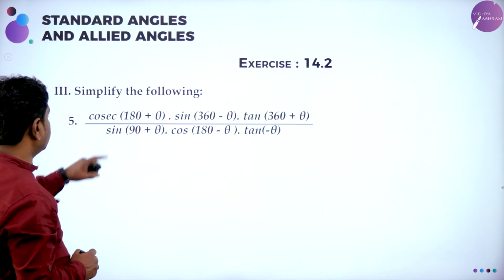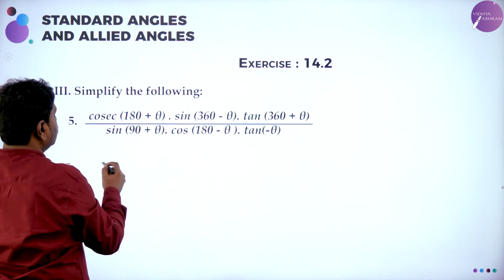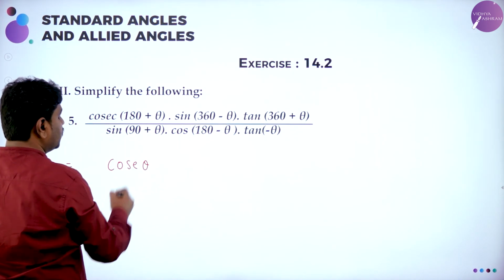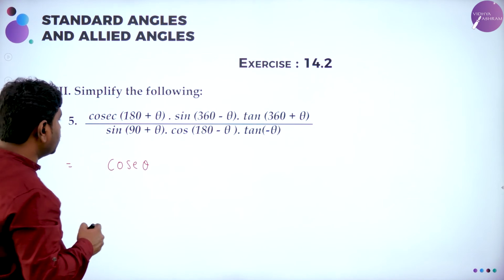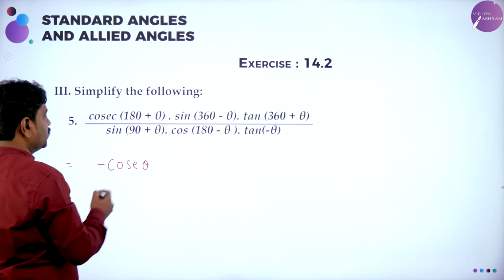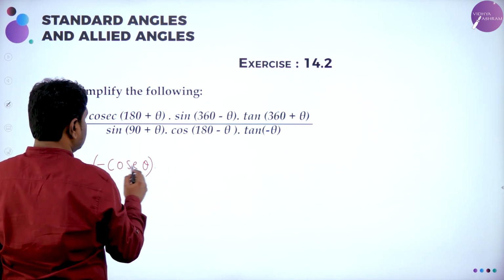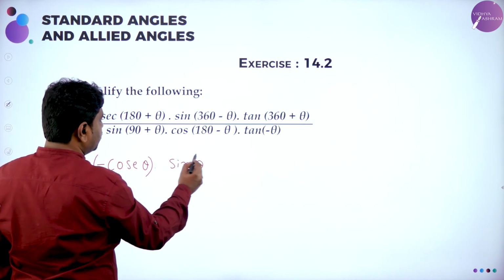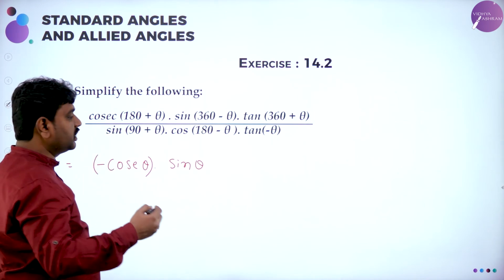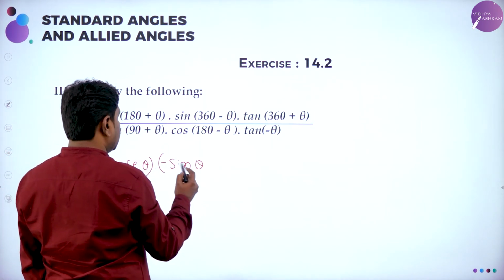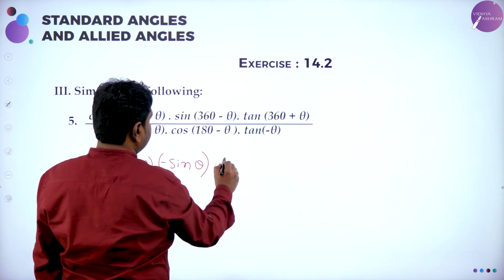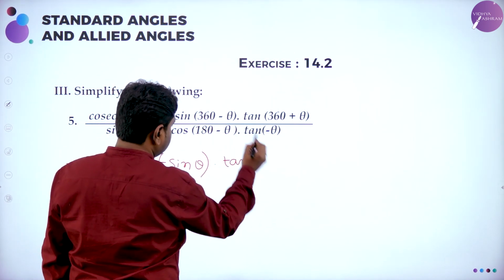Then secant of 180 plus theta, all of you know 180 function does not change. Cosecant of 180 plus theta is cosecant theta. 180 plus theta lies in the third quadrant. In third, only tan is positive, so this is negative. And sine of 360 minus theta, the function does not change for 360, sine theta, but 360 minus theta lies in the fourth quadrant. In fourth, only cos and secant are positive, so sine becomes negative. Tan of 360 minus theta, the function does not change, it will become tan theta.